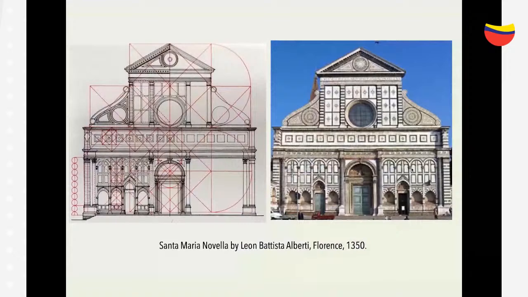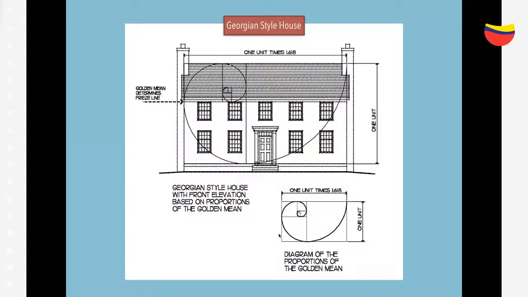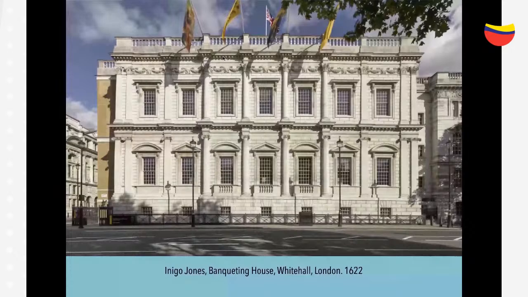Right, another one in Renaissance time, the famous architect Leon Battista Alberti, and how he employed geometry for his design. You can make this analysis in many historical buildings and elements, or even a Georgian style house from the United Kingdom, right? Look at this. It has also followed the same rules of the golden ratio. Okay. But I like this one, Inigo Jones' Banqueting House, Whitehall, London. It's one of the early modernist buildings of the UK, I would say. A very famous architect. He brought light and also new concepts.